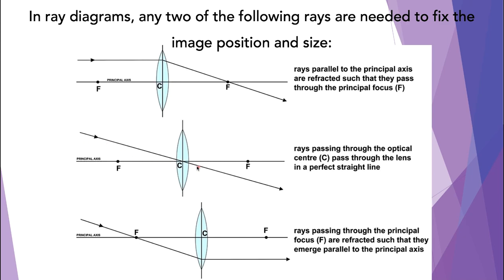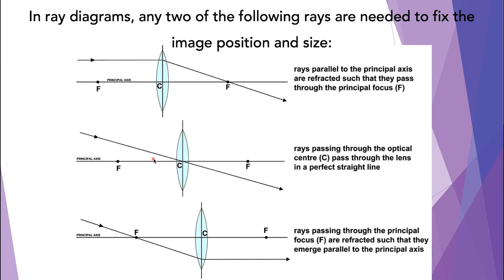Rays passing through the optical center pass through the lens in a perfect straight line. So the optical center is the center of the lens. The point where the line through the middle of the lens converges with the principal axis is the center of the lens. You can see this here. So in this standard ray, rays pass through the optical center of the lens in a perfect straight line like this.